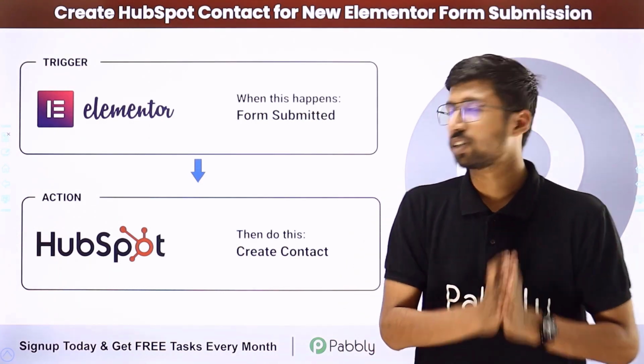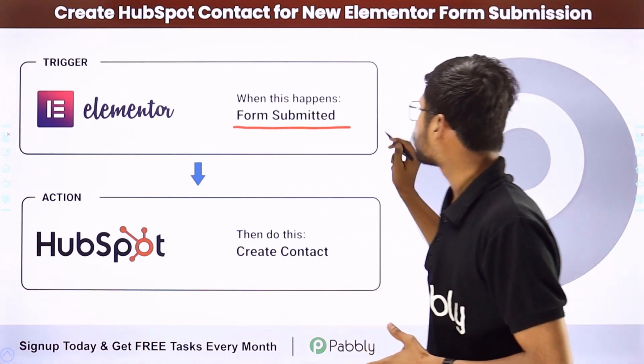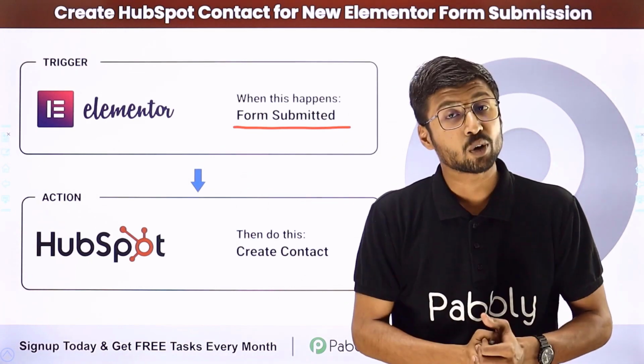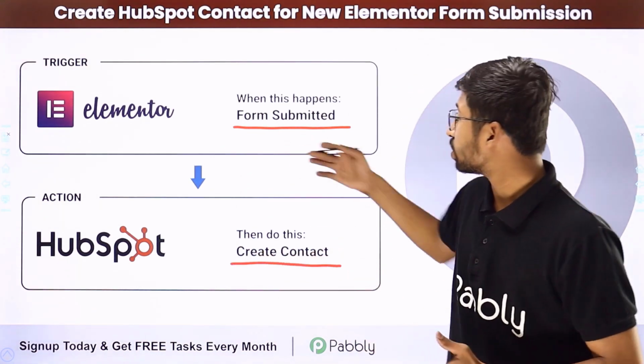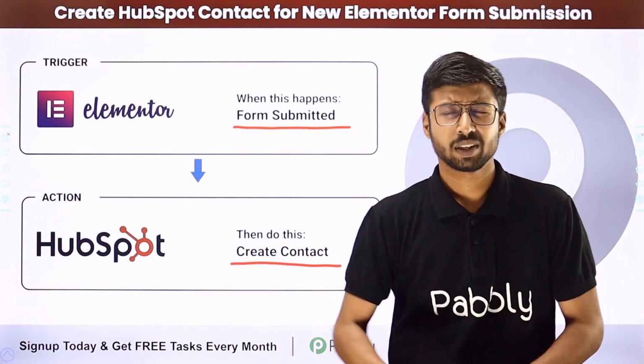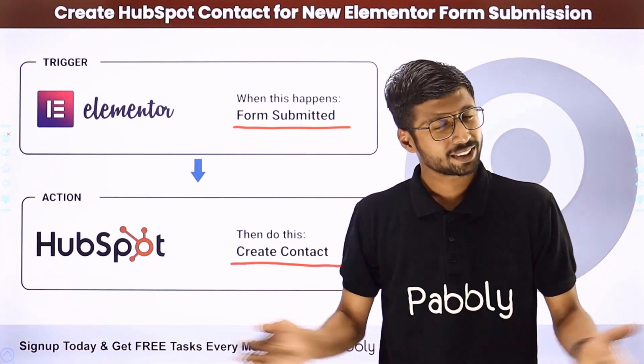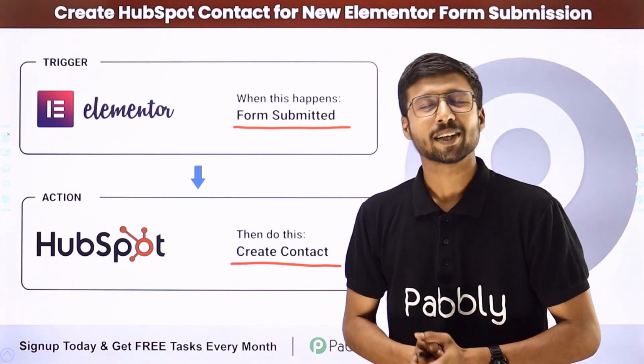So in this automation, the trigger will be getting a new form submission, a new response in Elementor forms. An action will be adding the contact with the same form submission details in HubSpot CRM. So how can you set up this automation? To know this, you have to come with me to my screen.